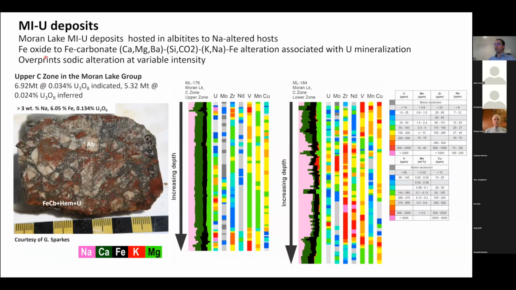If we look at another deposit formed in the Central Mineral Belt, we can really see the good spatial association. So initially this used to be a basalt. This basalt was extremely albitized, and then after its albitization was completed, it was overprinted by this iron carbonate, hematite, and uranium alteration that is associated with uranium mineralization.